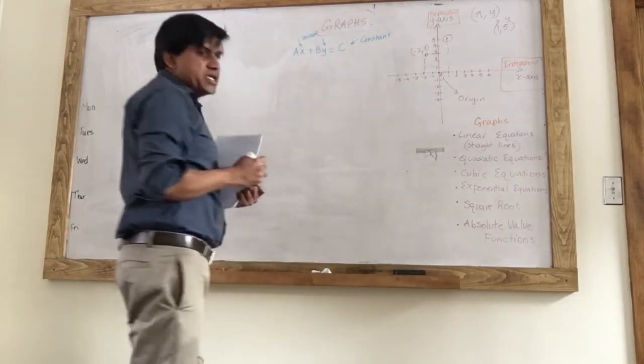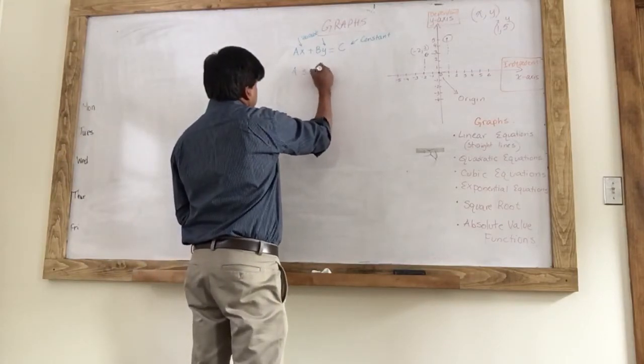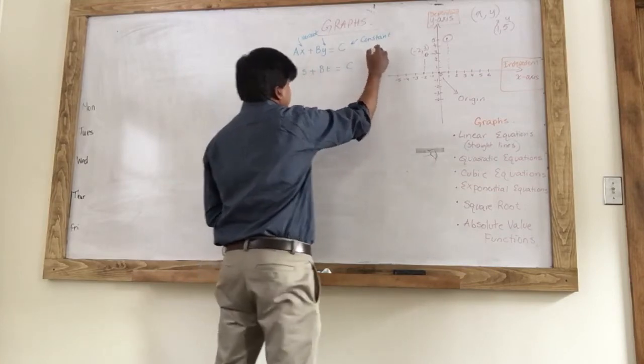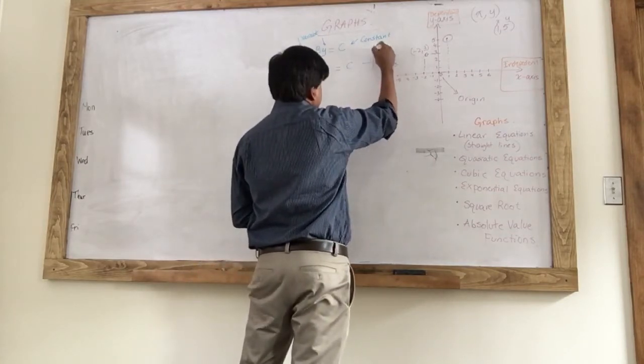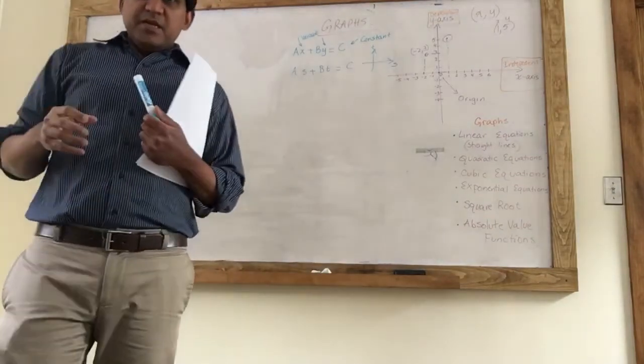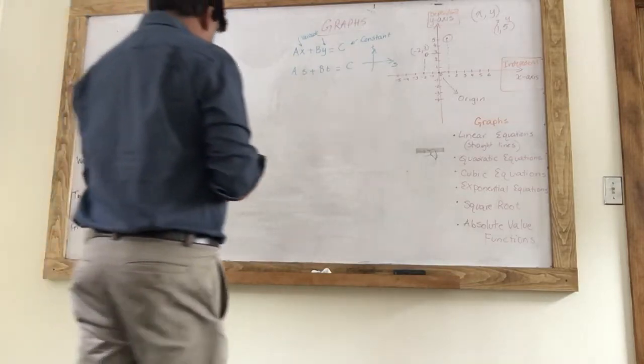Right? And you can change the axes. It could be as plus bt is equal to c. So now your axes will become s and t. Right? So there's one dependent variable and then there is an independent variable.